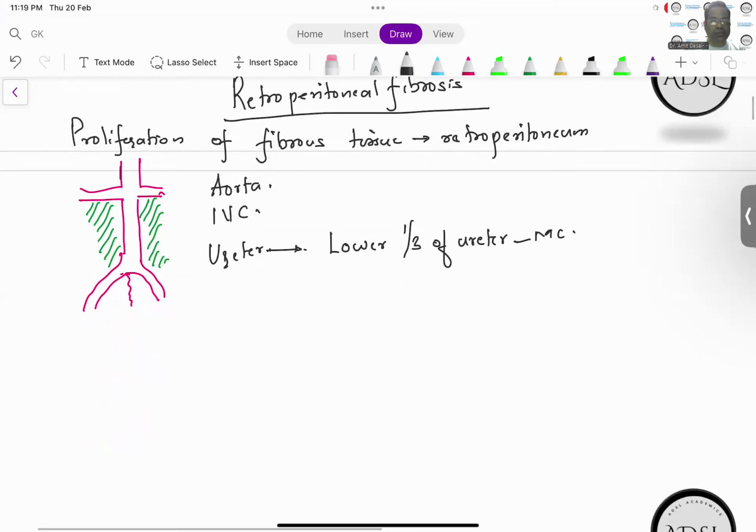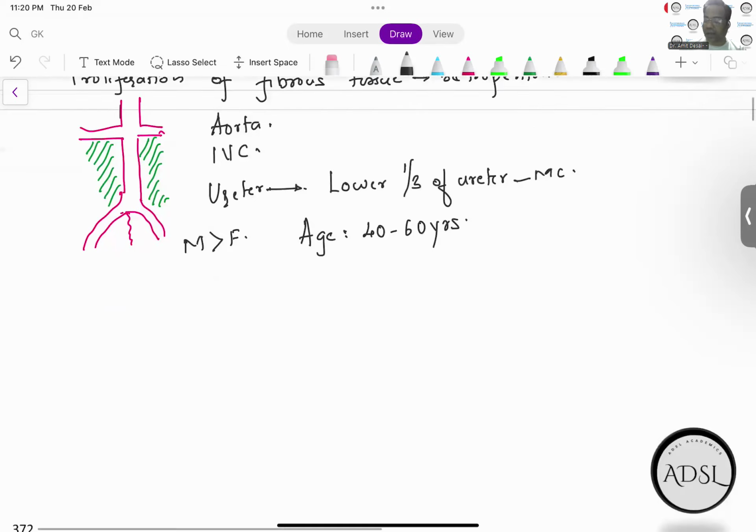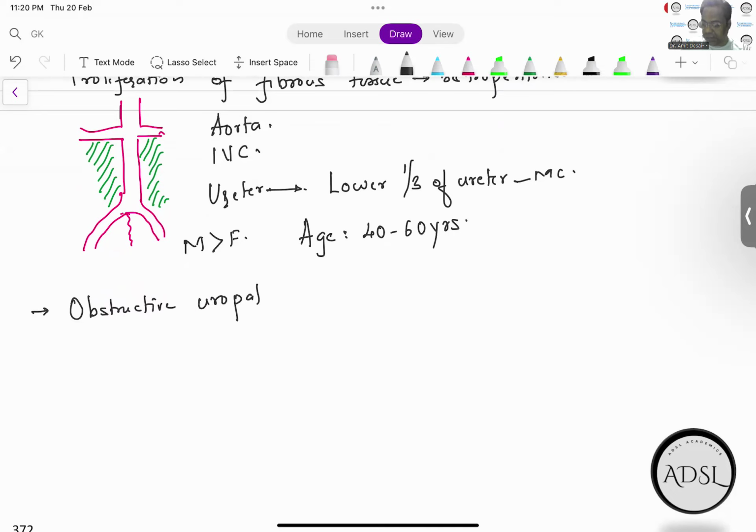Now, are males more involved or females more affected? So males are more affected than females. Usually, if you see the age group, it will be somewhere between 40 to 60 years. All right. And now what is going to happen is that because the ureter is involved, there will be obstructive uropathy. So there will be hydronephrosis and hydroureter.